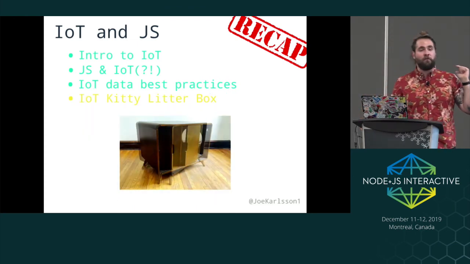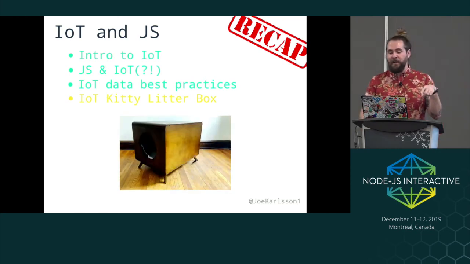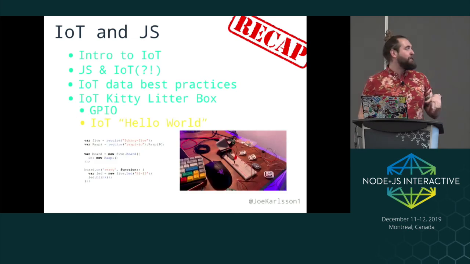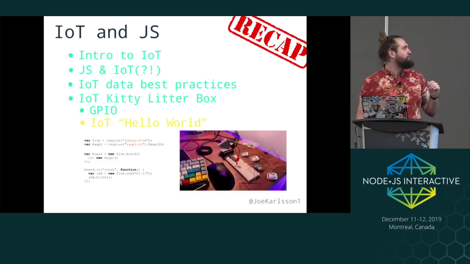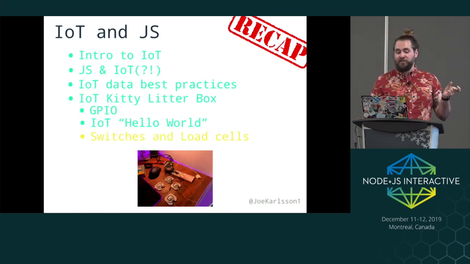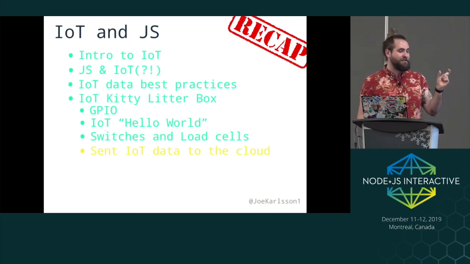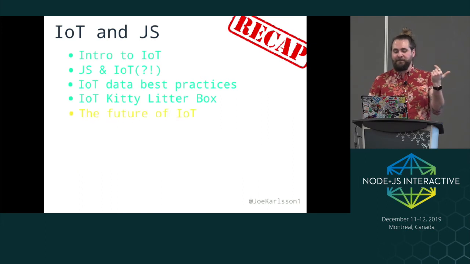Then we went over a real-world example of my IoT kitty litter box, and we first talked about the GPIO and how to interact with the real world. We talked about that IoT Hello World project, making the LED blink. We talked about that switch data and the load cells. We sent some data to the cloud and I showed you that time series data. And we talked about next steps of the project.